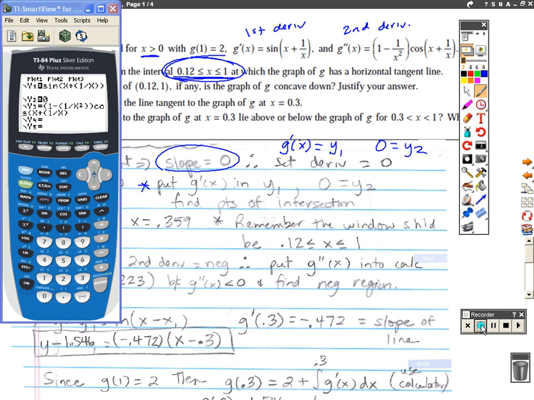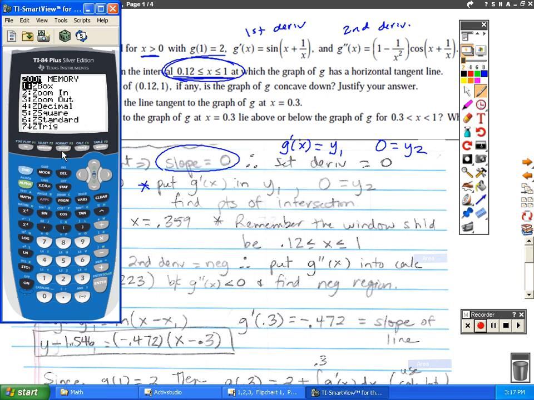So I'm going to start with a zoom 7, which is my normal trig window. And then I'm going to change the window to have an x minimum of 0.12 to 1, and I'm going to count by 0.1. You can count however you wish. And then I'm going to take a look at the graph.